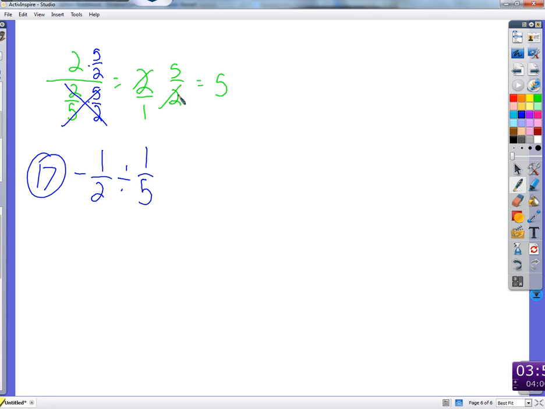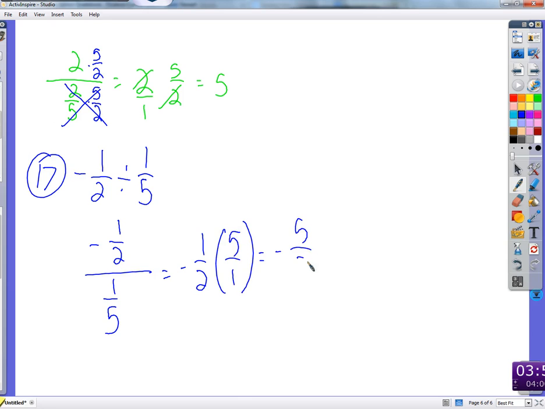So, if in doubt, write it so that you can see which one is the denominator. That's negative 1/2 over 1/5. So we want to multiply by the reciprocal of the denominator, 5 over 1, and that's going to give us negative 5/2. Just 5 times 1, 5. 1 times 2, 2. Negative times positive, negative. Okay.